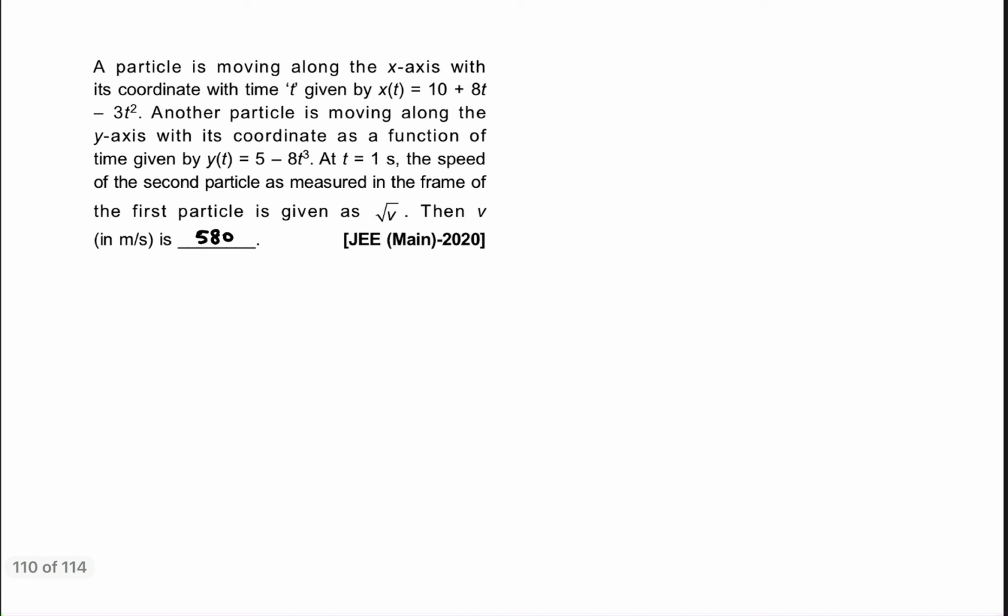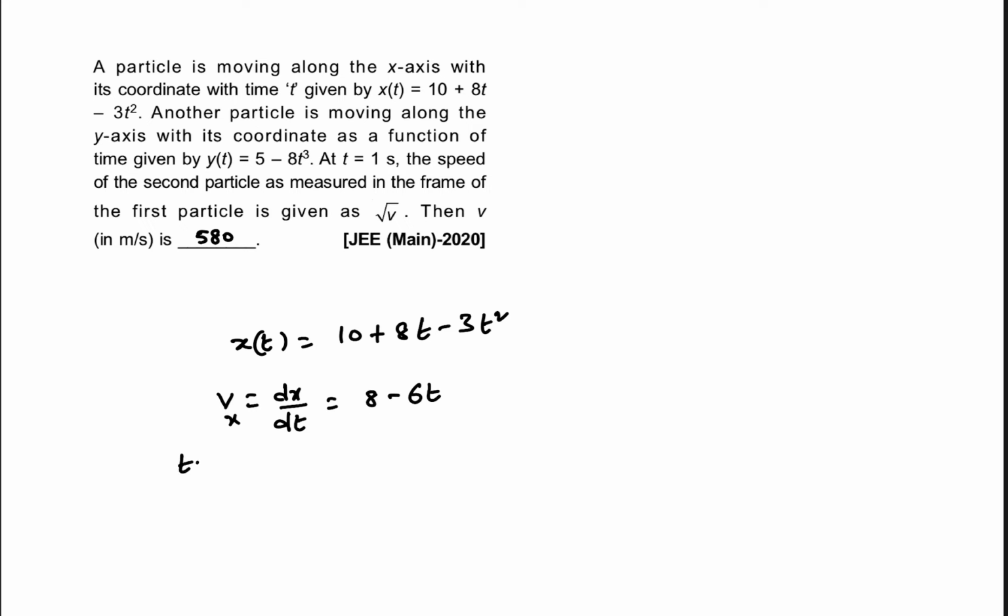Next question: a particle is moving along the x-axis with its coordinate x of t given, as well as y of t. At t is equal to 1, what is the relative velocity they are asking. As per the question, position x of t can be written as 10 plus 8t minus 3t square. We can get v is equal to dx divided by dt, that is I am writing vx, 8 minus 6t. At t is equal to 1 second, vx is equal to 8 minus 6, that is equal to 2 meter per second.